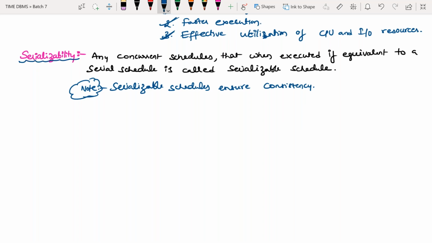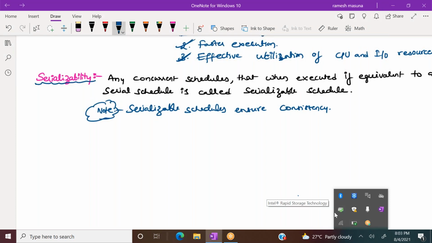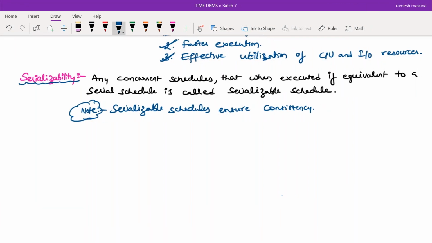Okay, now how to verify the serializability? One minute, let me connect the laptop charger. I think it is 90% remaining. Just one minute.